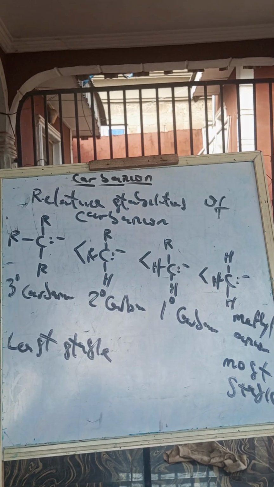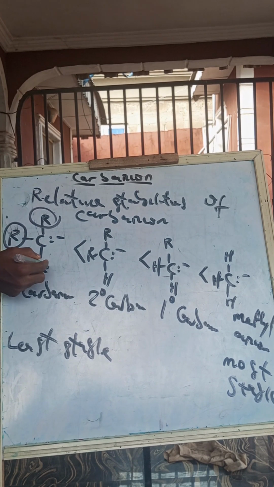Now the first one here is the tertiary carbanion. When we talk about a tertiary carbanion, that is a carbon surrounded with 3 alkyl parts. So the carbon bearing the anion is surrounded with 3 alkyl parts, which is least stable due to the surroundings of the alkyl groups, which make it the least stable.